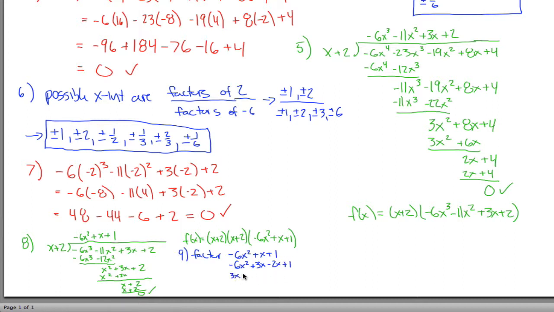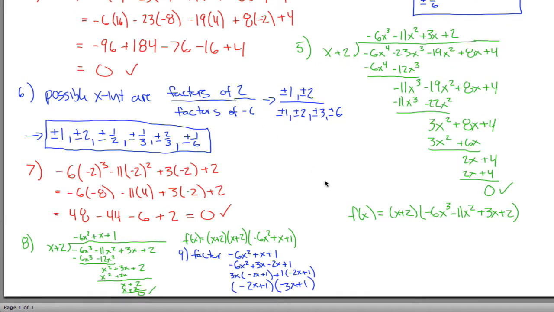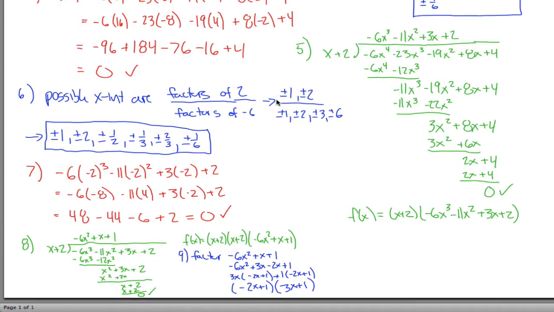Pull out a 3x from the first two terms, maybe a -3x if you want. Doesn't really matter which one you pull out. I'll leave it as just 3x. That'll leave you with -2x plus 1. I already got a -2x plus 1, so just pull out a +1. I'll leave you with -2x plus 1. And so what I have is -2x plus 1. Factor that out, and you just get 3x plus 1. So finish factoring. What I get is that f of x is equal to x plus 2 times x plus 2 times this times this.